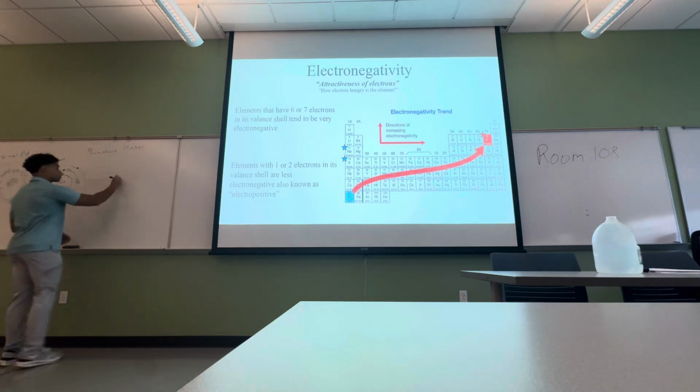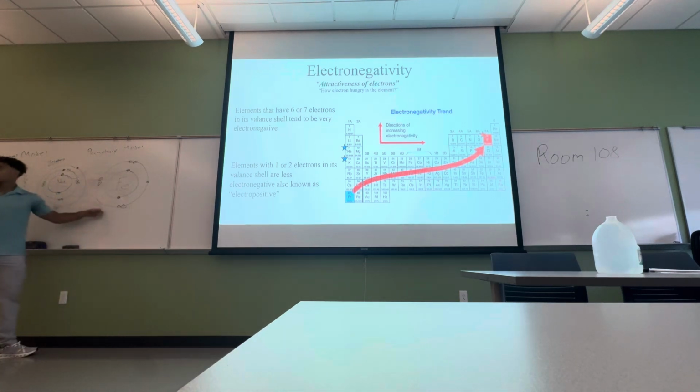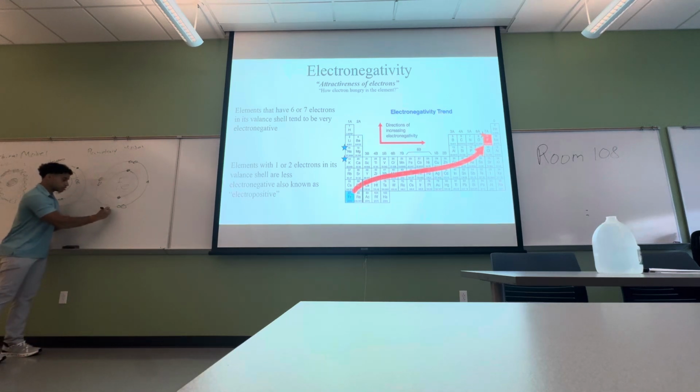Yeah, we'll say fluorine. 1, 2, 3, 4, 5, 6, 7. Right, so we're at 7 in this outermost shell. Okay. How many electrons does this need to be stable?